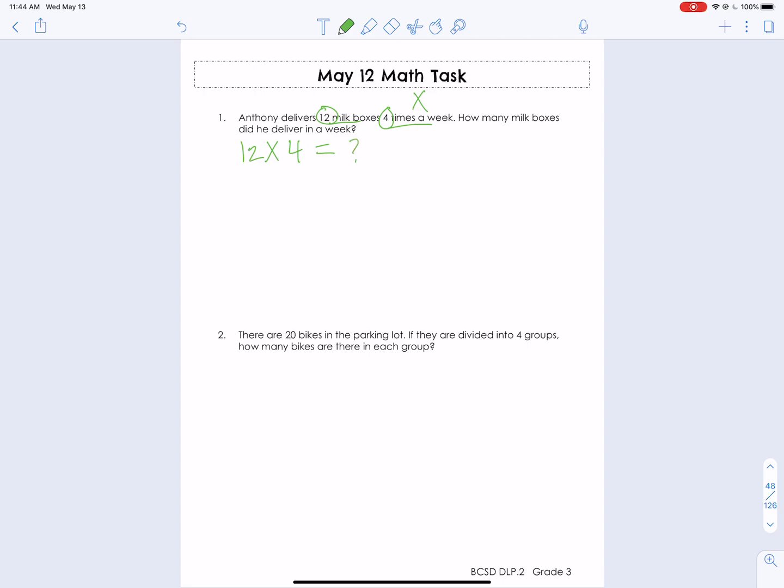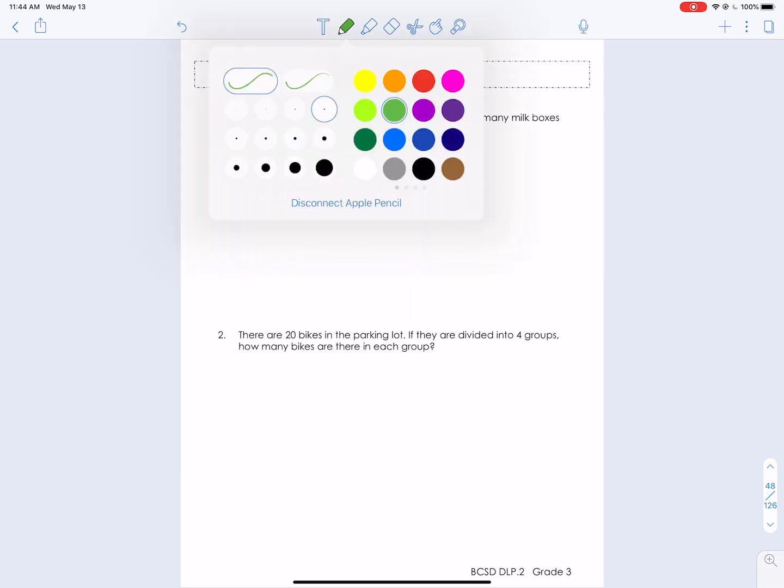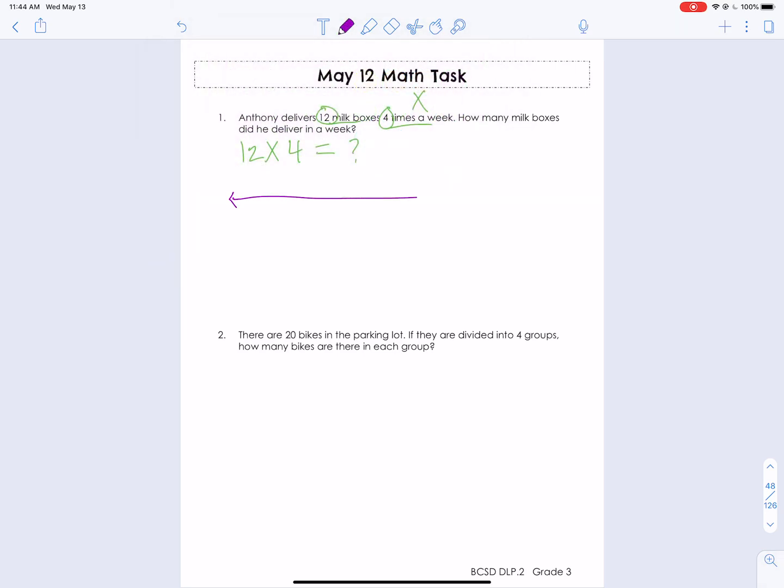In this case, I can do any strategy that I want to figure out 12 times 4. I don't really want to do equal groups in this situation because that would take me a really long time to draw out. It's not practical for the larger multiplication facts. So I'm going to do some multiplication on the number line for you. I'm going to make an open number line starting at 0, and I'm going to make a jump of 12 here. When I do that, I land at 12. And I'm going to do that 4 times because we're doing 12 times 4.